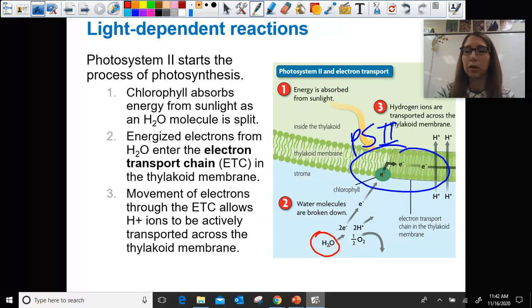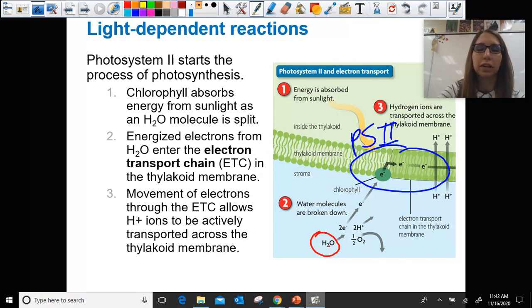Absorb sunlight, split water. Notice when I split water, I get 3 different products. I get 2 electrons, I get 2 hydrogens, and I get half of an O2, which is like one single oxygen atom. But we know oxygen doesn't want to sit by itself. So it's going to wait around until it gets a binding partner, another oxygen, to be released as oxygen that we breathe in. Okay.